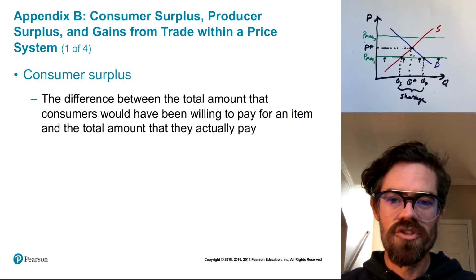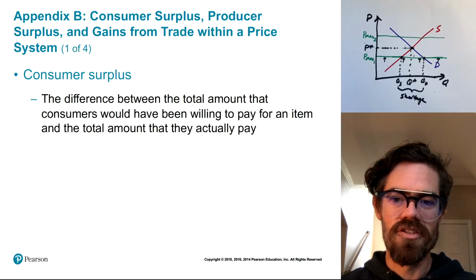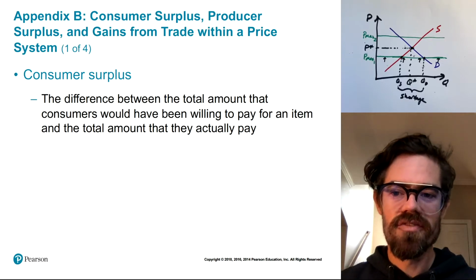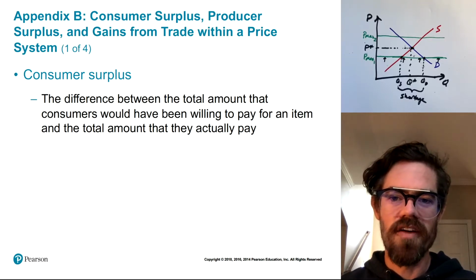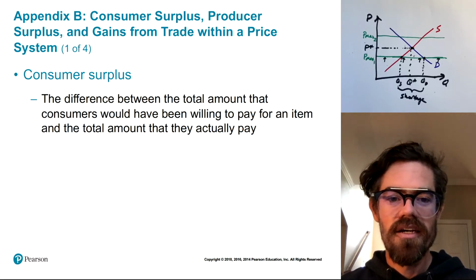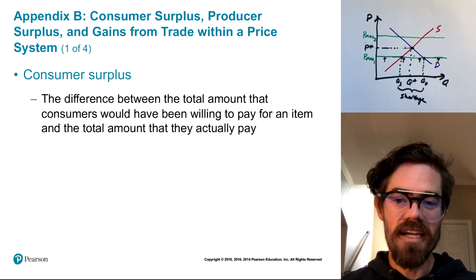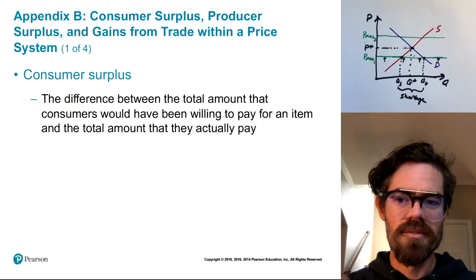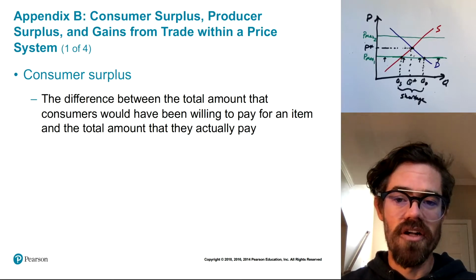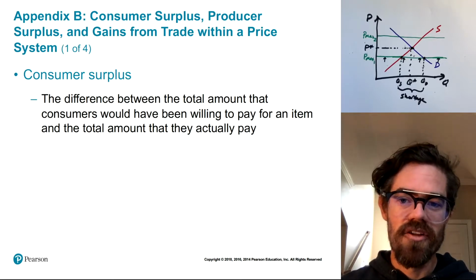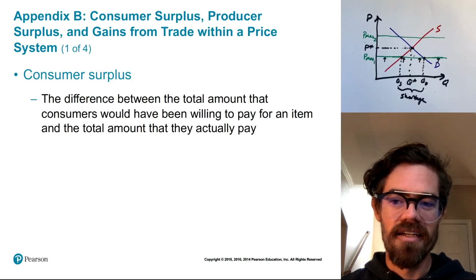But let's talk about consumer surplus first. This is basically the gains to consumers, right? When they purchase something, it's the difference between what a consumer would be willing to pay for an item and what they actually pay. Just for sake of example, suppose that you were willing to pay $5 for an energy drink, but you only had to pay $2, right? You have the $5 bill ready, you buy the energy drink, it only costs you $2, and so you pay with the $5 bill and you get $3 back in change.